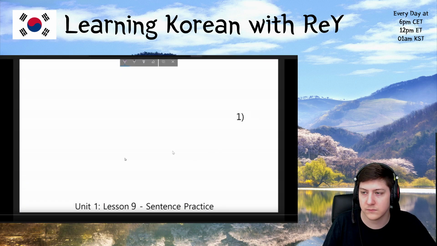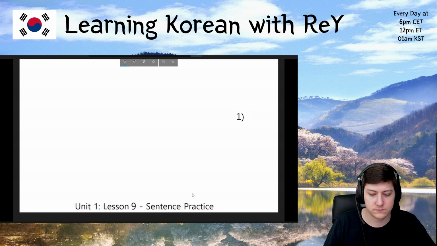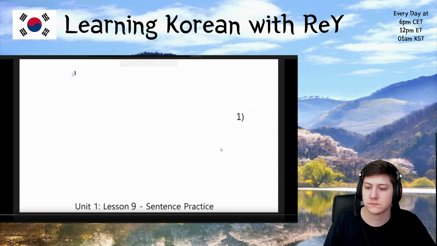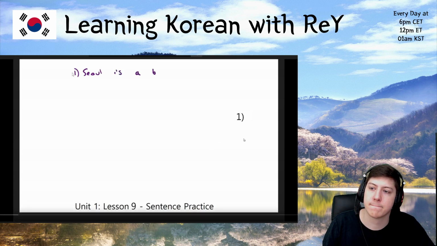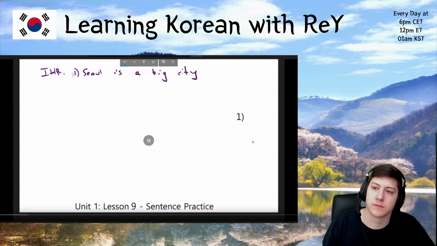Just like in Lessons 6 and 7, the focus of Lesson 9 was on conjugations. Therefore, just like the sentence practice videos of Lesson 6 and Lesson 7, I'm also going to prompt you with the formality that you should use in addition to the sentence that I want you to translate. The first sentence I would like you to try is Seoul is a big city. And let's conjugate that using the informal high respect form. I'll give you 10 seconds and you can start now.